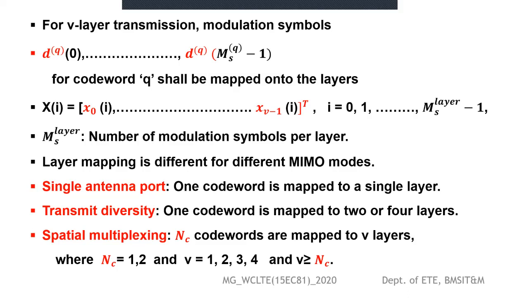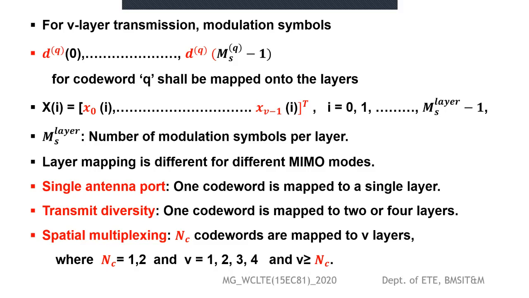So this layer mapping is different for different MIMO modes, I said. That means if I am using only a single antenna port, then one codeword is mapped onto a single layer. If I use transmit diversity, meaning I'm going for 2 by 2, one codeword is mapped to 2 or 4 layers in case of transmit diversity, whereas we are using 2 by 2 antennas.